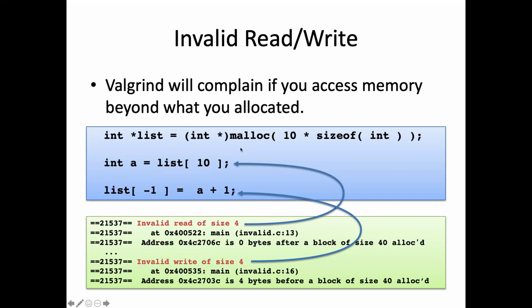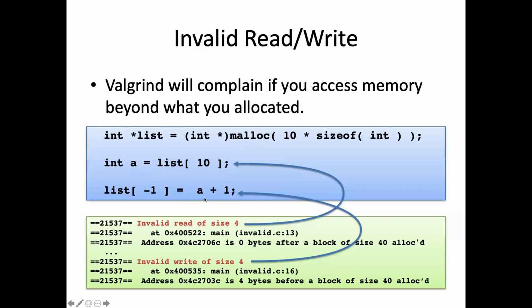So when Valgrind catches this error, since this is dynamically allocated, I'm going to get a report like this: invalid read of size 4. So you're trying to get something out of memory you shouldn't. It was a 4-byte thing. Here's the line of code where you did it. And same error we saw before. It was right past the end of your block, so 0 bytes past the end of a block of size 40.